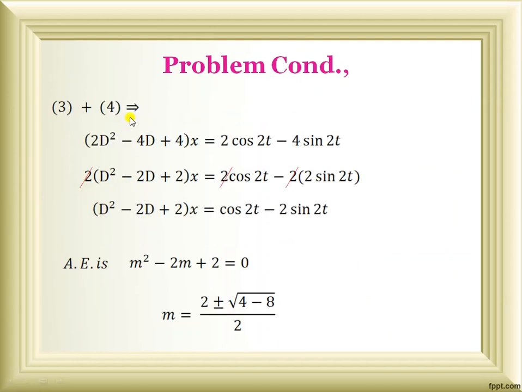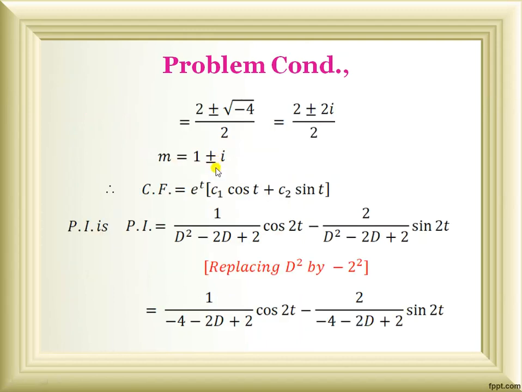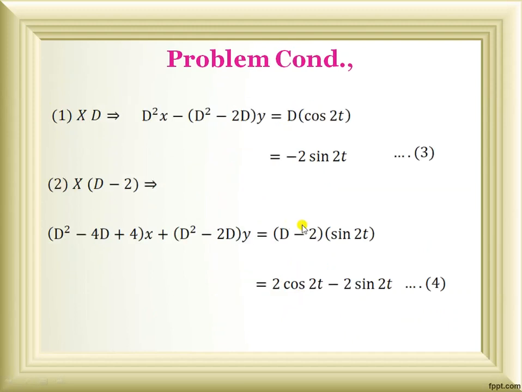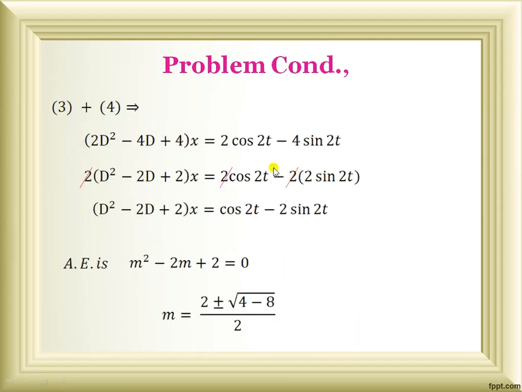Throughout, I am taking x common. So in the left hand side I have 2 times D squared minus 4 times D plus 4, into x. In the right hand side, from the third equation I have minus 2 times sin 2t, and here 2 cos 2t, so totally 2 times cos 2t minus 4 times sin 2t.